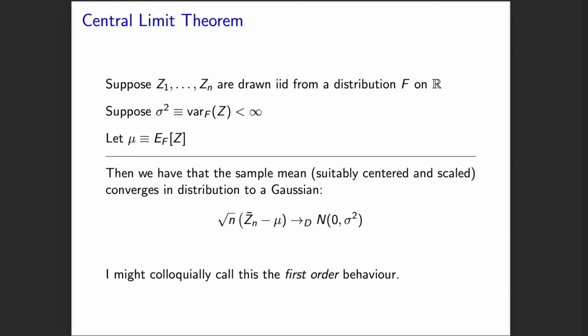Then the central limit theorem tells us that the sample mean, suitably centered and scaled, so if we take the sample mean, subtract off the population mean, and scale it by square root n, stretch it by square root n, then it converges in distribution to a Gaussian distribution with mean 0 and variance sigma squared, which is the same variance as a single observation from our original distribution, and that same constant variance that this scaled sample mean has for every value of n.